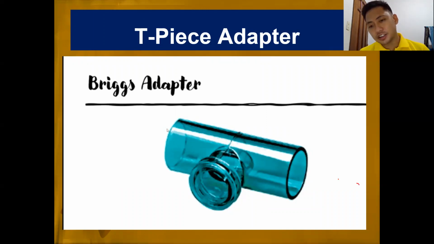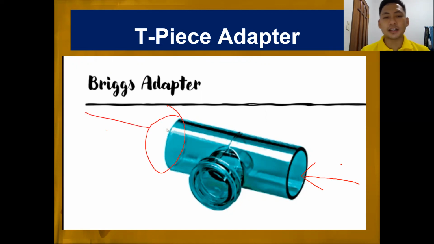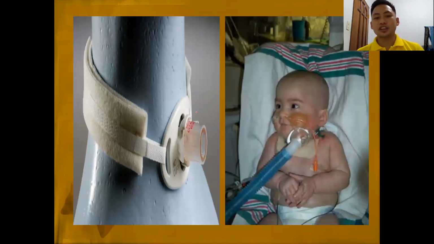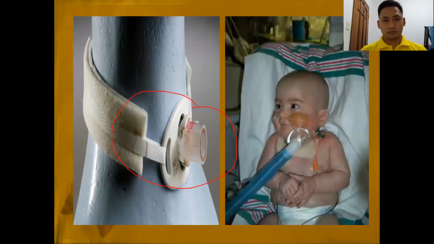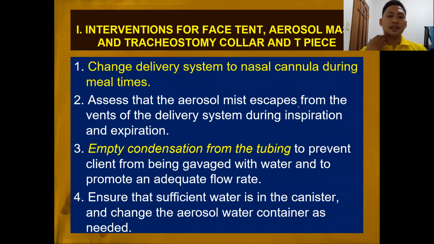Pwede ito dito, this is from the oxygen source. And dito, pwedeng open lang or may i-attach ka pa na other tubing for exhalation. This is a tracheostomy collar. Ayan. Change delivery system to nasal cannula during meal times. Assess that the aerosol mist escapes from the vents in the delivery system during inspiration and expiration.